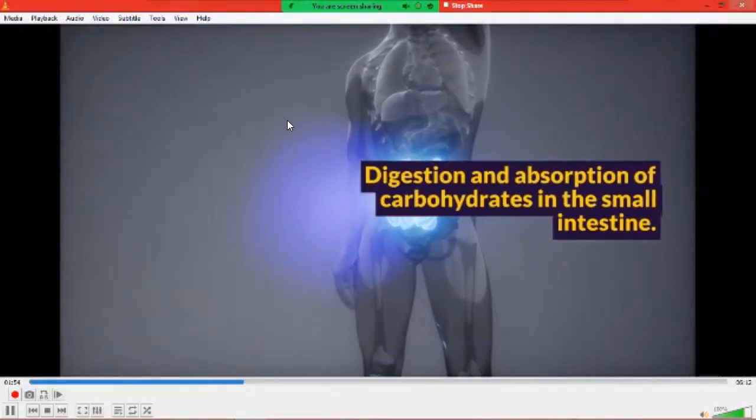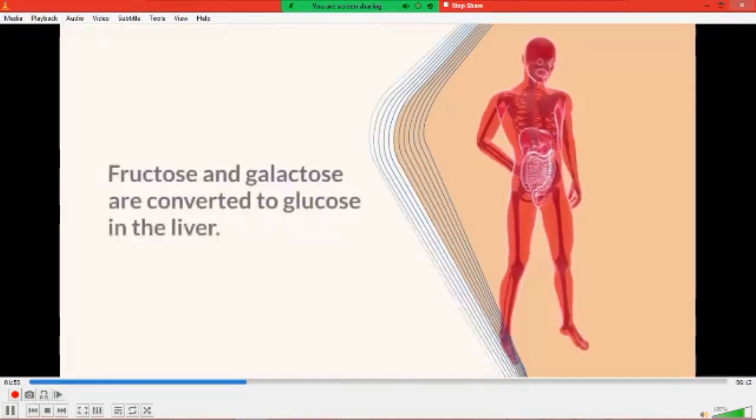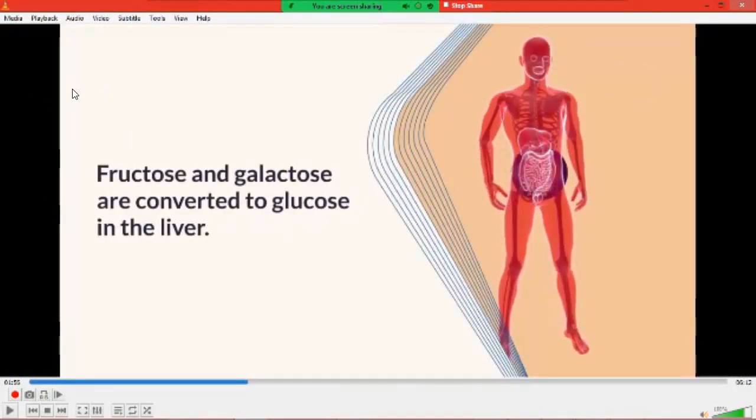The natural absorption of carbohydrate in the small intestine: once it happens, fructose and galactose are converted to glucose in the liver. So literally, the only monosaccharide allowed to be running in the bloodstream of a person is glucose. Fructose and galactose are converted to glucose by the liver.